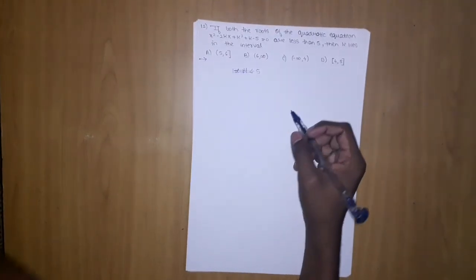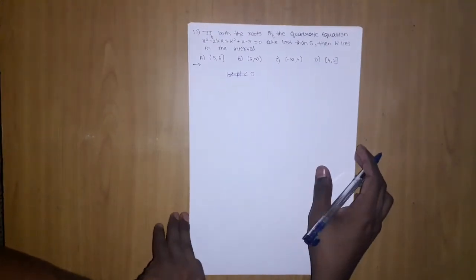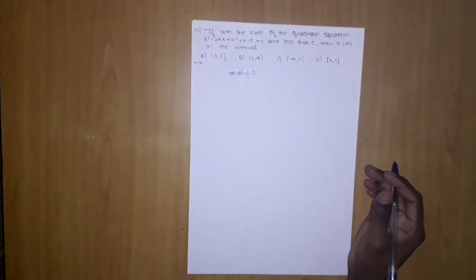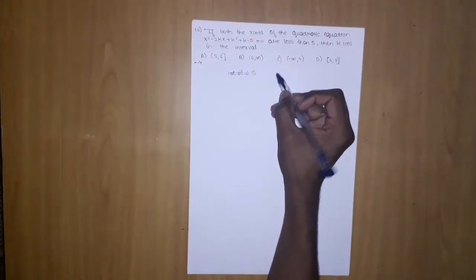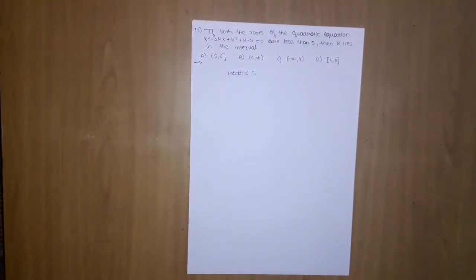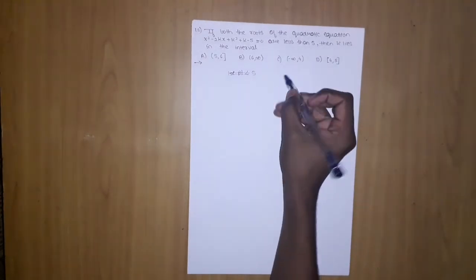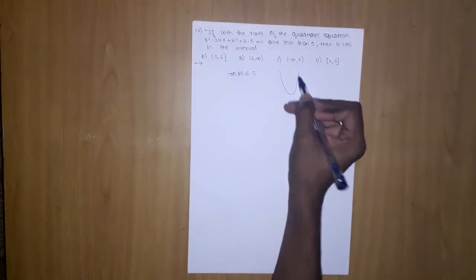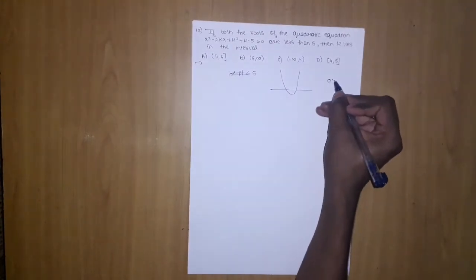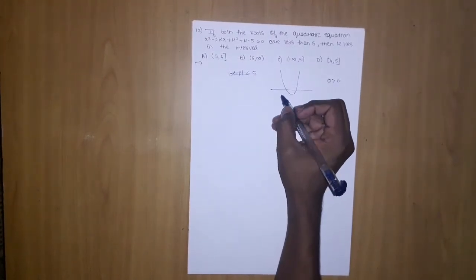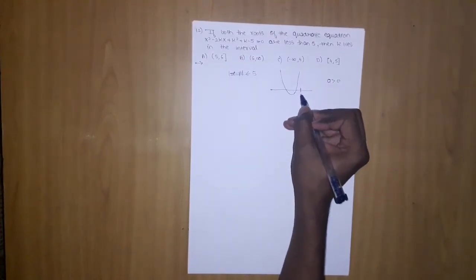So I think this question is from location of roots. Why? Because in problems we have seen, they have told the roots are less than 5, or the difference of roots is less than 5. I didn't get it at first, so I wrote alpha minus beta, but when I see clearly, both roots are less than 5. I will draw the parabola like this because a is greater than 0, first thing. Both roots are less than 5, means 5 should lie here.